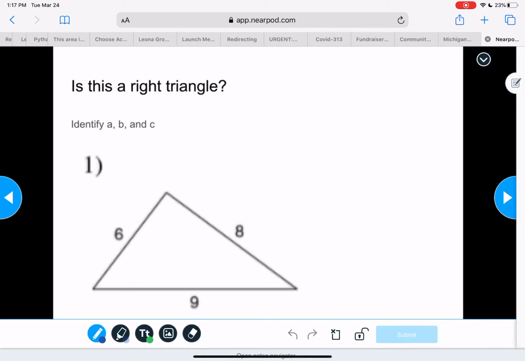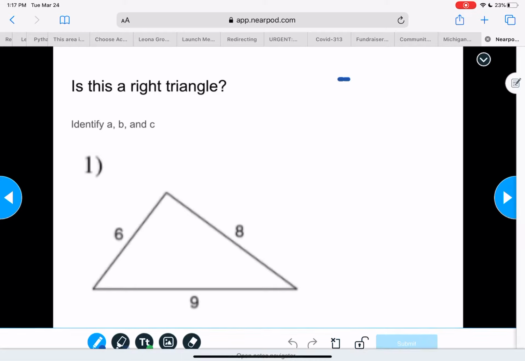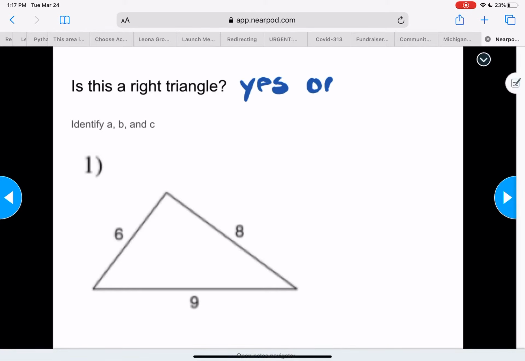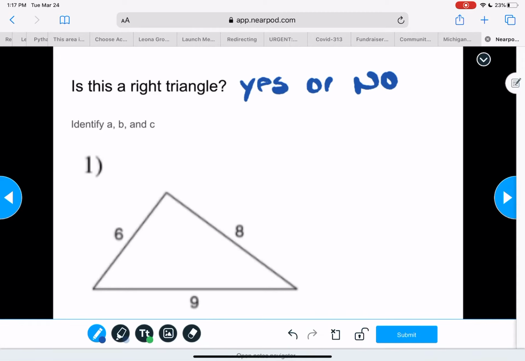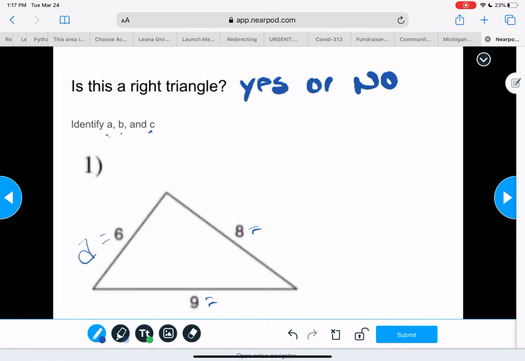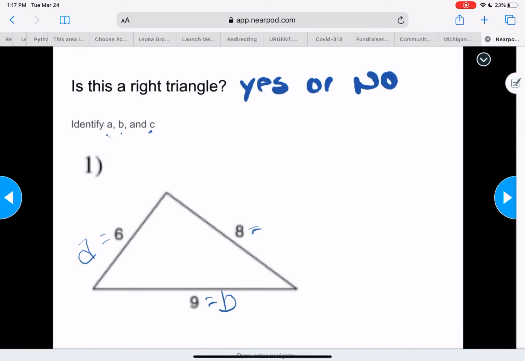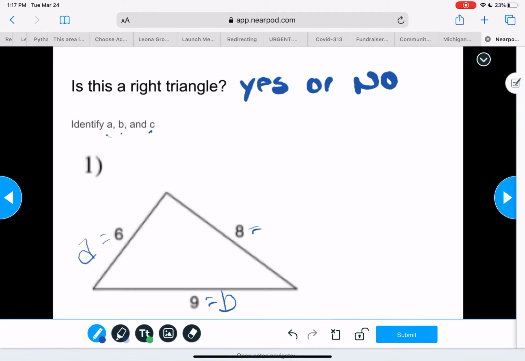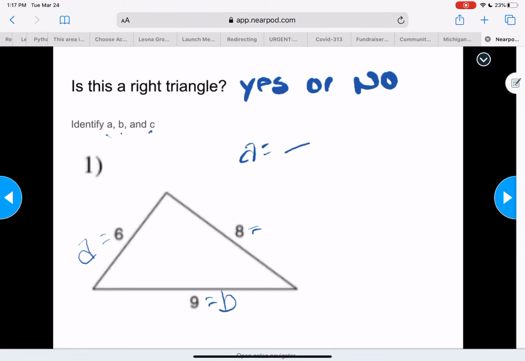So when I say, is this a right triangle, I need you to answer yes or no. But you can't just say yes or no without any reasoning. It says identify A, B, and C. So you look at these numbers, you need to be identifying them with whatever you think they are. If you write them just like this, like if you think 6 is A, you can write it like that. If you think 9 is B, you can write it like that. Or some people have been writing it on the side like A equals this, B equals that, C equals this.